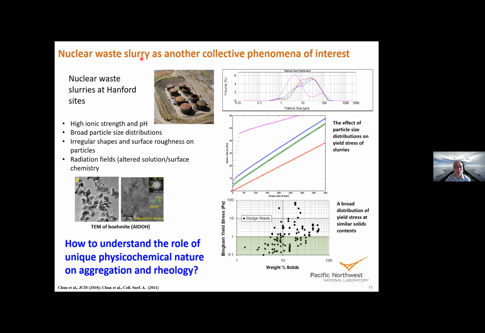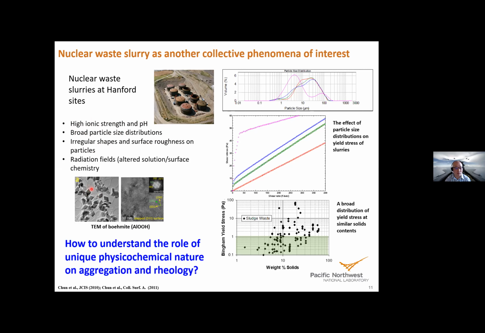Another one is Hanford waste slurries. You've probably heard of these, but from the point of view of a colloidal scientist like me, they are very unique colloidal dispersions. They are unique because of the very high ionic strength, sometimes more than 1 molar, and pH about 13, at least 10, and a broad particle size distribution, from submicron to really 100 microns. A very challenging part is the irregular shape.